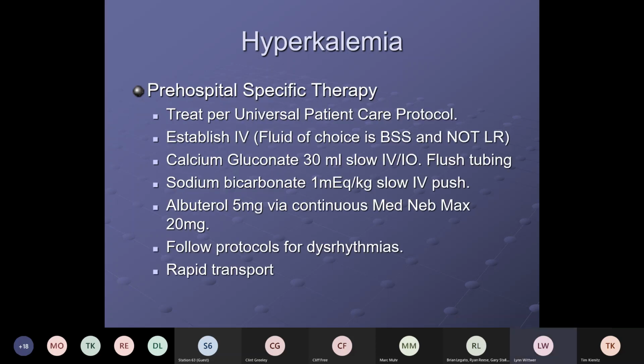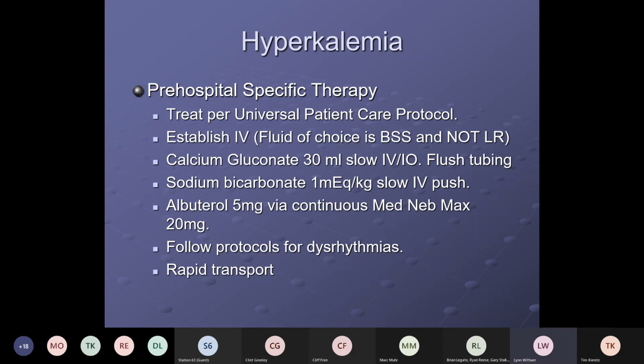So our specific pre-hospital protocol calls for universal patient care protocol, establish an IV. The fluid of choice might be, although it's almost theoretical, a balanced salt solution and not lactated Ringer's. The thing with the lactate, your calcium gluconate may react with the lactate, but it's probably not of significant concern. There's such a little bit of lactate in that, so I wouldn't hold my breath on that one.